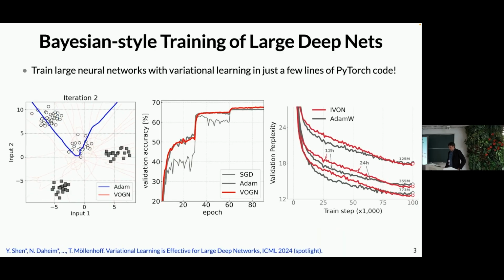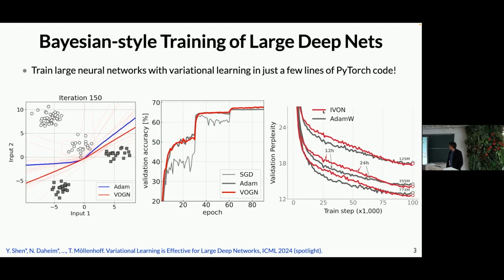And yeah, so people say, okay, Bayesian learning doesn't scale, but it's actually a misconception. So what we've published, this was last year, ICML 2024. We can train very large neural networks using variational Bayesian learning by just changing a few lines of PyTorch code. And yeah, on the right, you see the classical convergence plot where we plot the validation perplexity. So this is some kind of test loss versus the training steps.